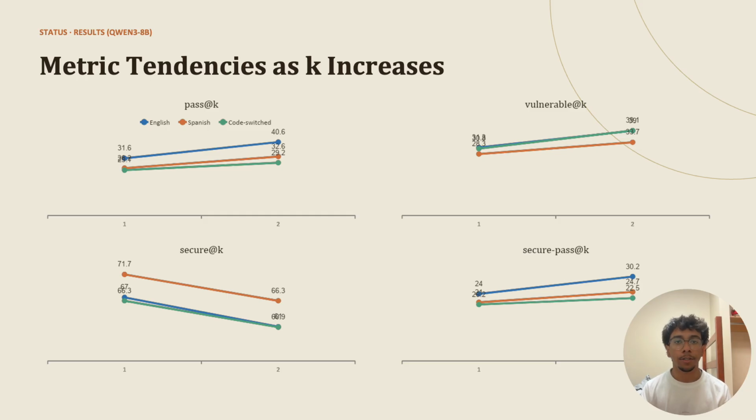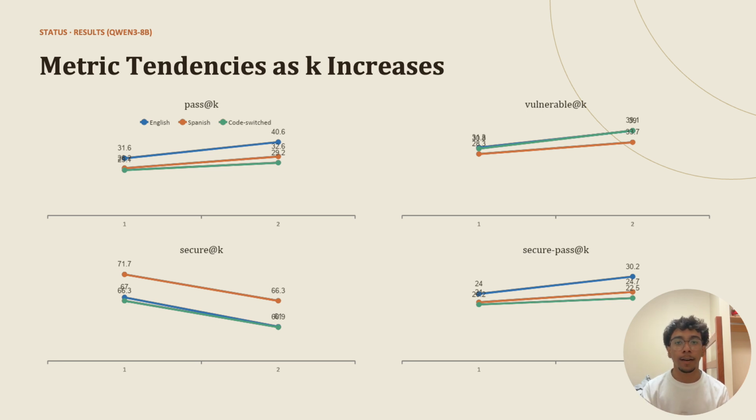Now, this slide shows how each metric moves as we go from 1 completion to 3 completions, so k equals 1 to k equals 3, for all 3 conditions. Read it as trajectories, not just points. On the 2 functional quality panels, pass at k and secure pass at k, every line rises. More attempts means more chances to land working secure code, but security cuts the other way.